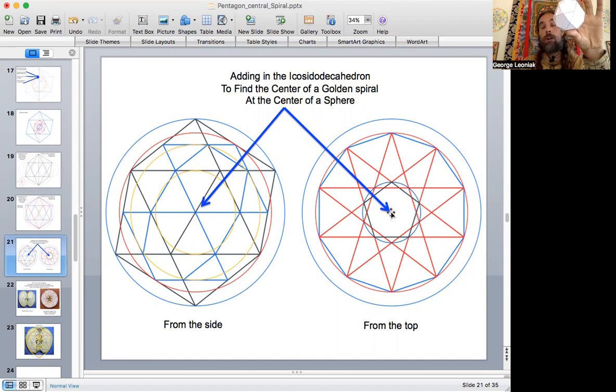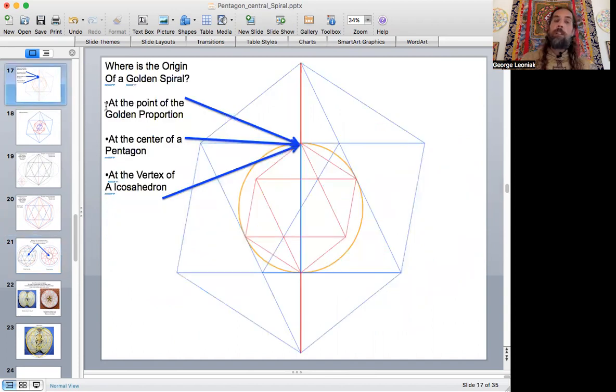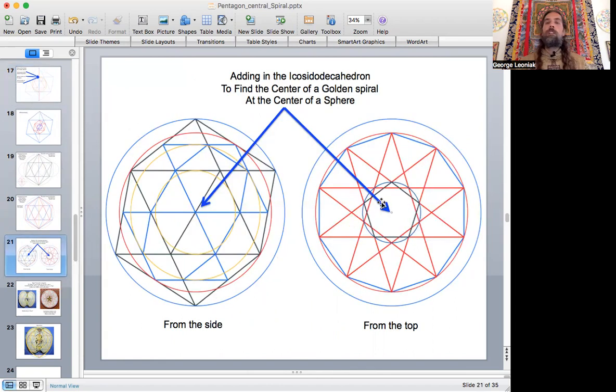That is now a pentagon, and with my little criteria that I developed here, where is the origin of the golden spiral? Okay, it's at the point of the golden proportion, the center of a pentagon. Perfect. So any center of a pentagon is going to be the origin of a golden spiral. So this is the center of the spiral. This is also the center of a spiral, in addition to this point here, and so many points, it can go on infinitely.